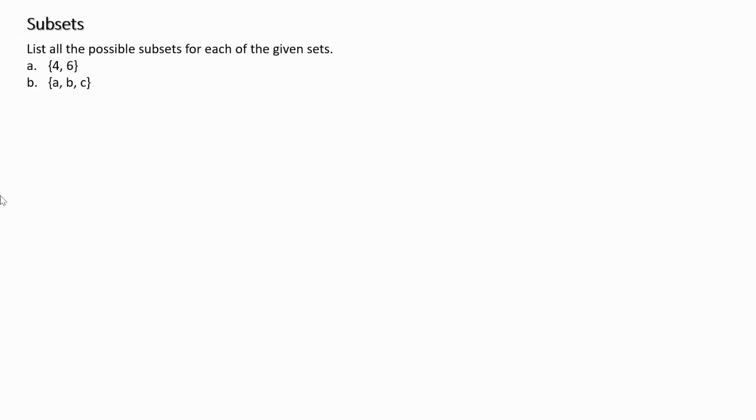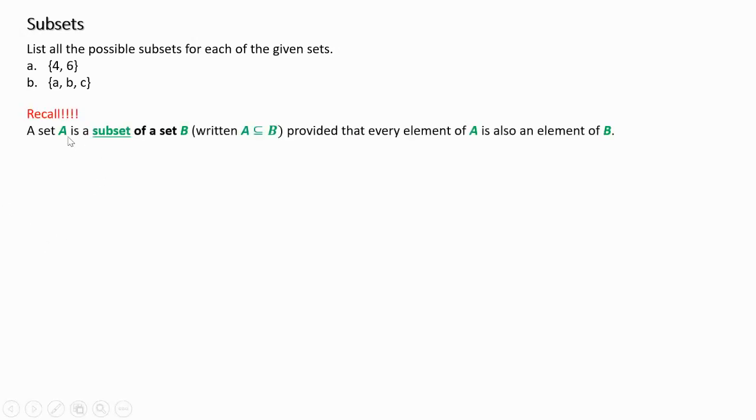Now, subsets. It says here, list all the possible subsets for each of the given sets. Let's start with A. Recall, a set A is a subset of set B, and this is my notation, provided that every element of A is also in B. So the empty set is always a subset of every set. So the empty set is included.